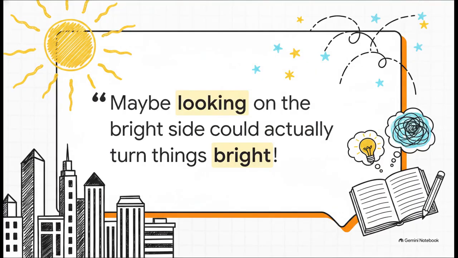Now, what's really interesting about this reflection is that it comes from a 5th grade student named Juliana. She was writing about a seemingly super simple moment, literally just looking at a skyline. But through the drafting process, she dug deep and extracted this absolute gem. Maybe looking on the bright side could actually turn things bright. She took a basic visual observation and turned it into a broader, deeply positive life lesson. Honestly, if a 5th grader can extract this level of meaning from a simple moment, I know for sure you 9th graders can write incredibly profound personal narratives.